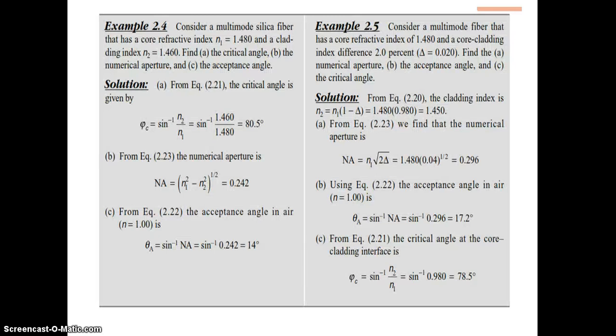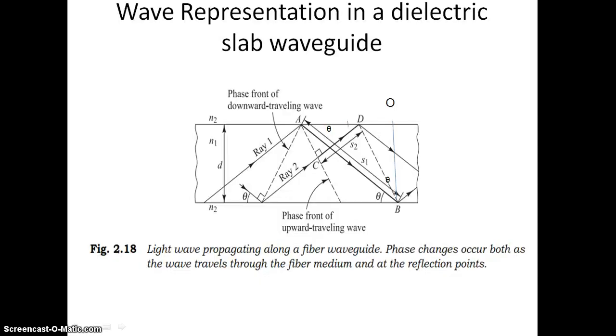And this problem shows that we have been given the refractive index: the n1 value has been given, n2 has been given, then you have to find the critical angle. So phi c equal to sin inverse of n2 by n1. Next, we are asked to calculate the numerical aperture. So NA equal to root of n1 square minus n2 square, and acceptance angle theta a equal to sin inverse of NA. So this is how we have to do problems on this. And next we will see what is wave representation in a dielectric slab waveguide.